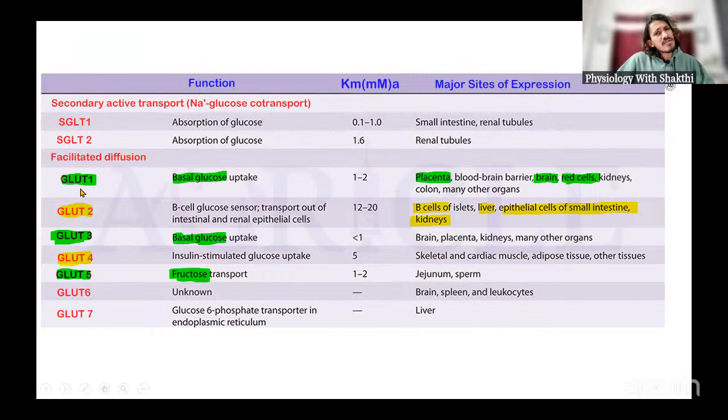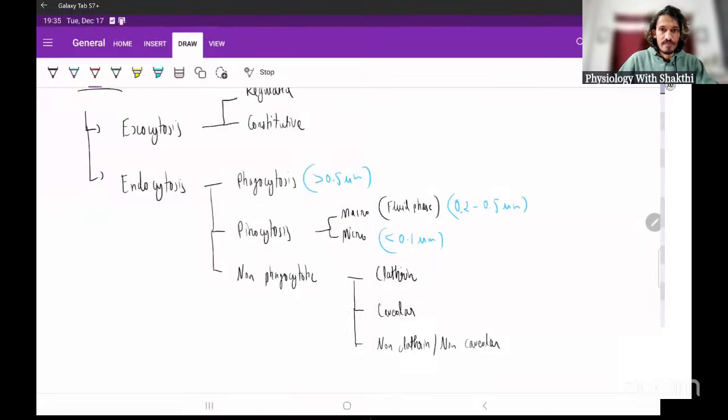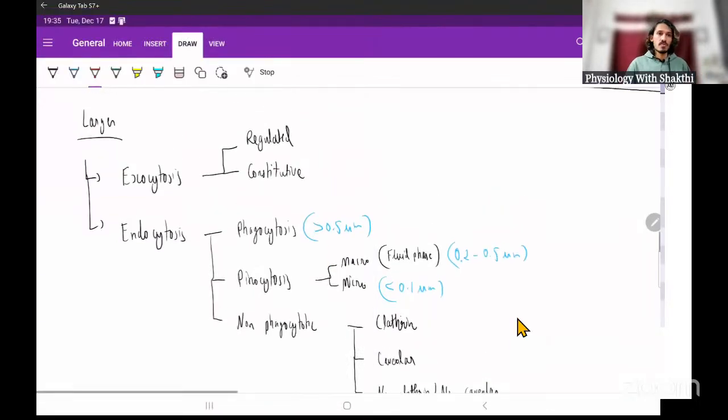GLUT1 is an example of your basal transport. GLUT5 is one way by which fructose can be transported. So just to give you an overview of your GLUT transporters, because one question on GLUT transport was shown over there earlier. Now coming back to the next point that you need to learn in this chapter.